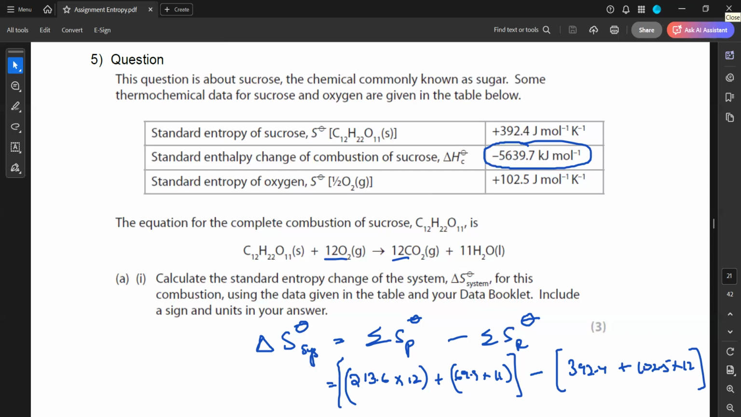Now, if you see for oxygen, yes, that is right. This is for half mole of oxygen, like total entropy for half mole of oxygen. How many moles of oxygen are there? 12. When you read the question, it's written half mole of oxygen, and half mole of oxygen is this much. So 12 moles of oxygen, how much will it be? It will be multiplied by 2 again, so it will be 24 times.